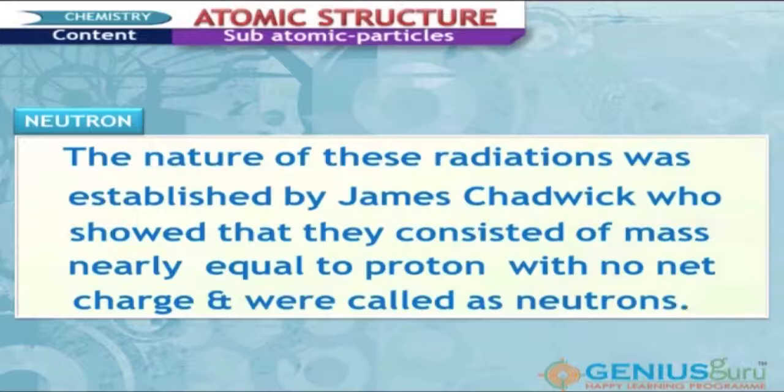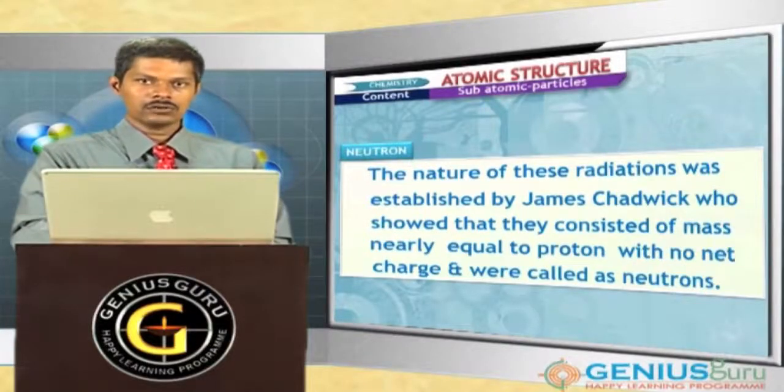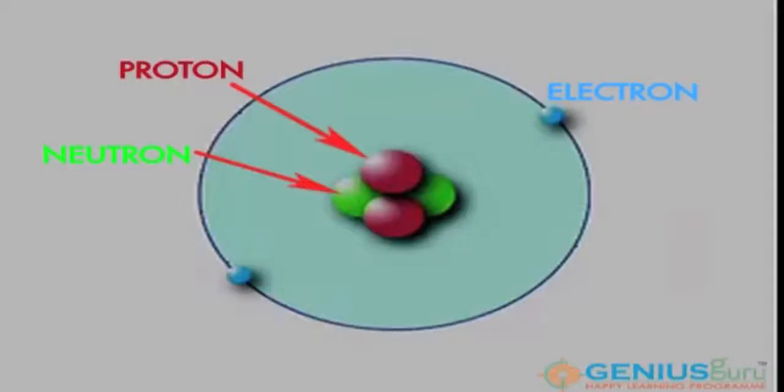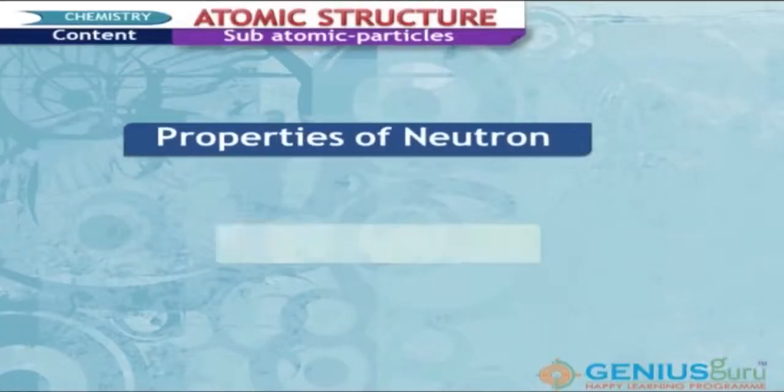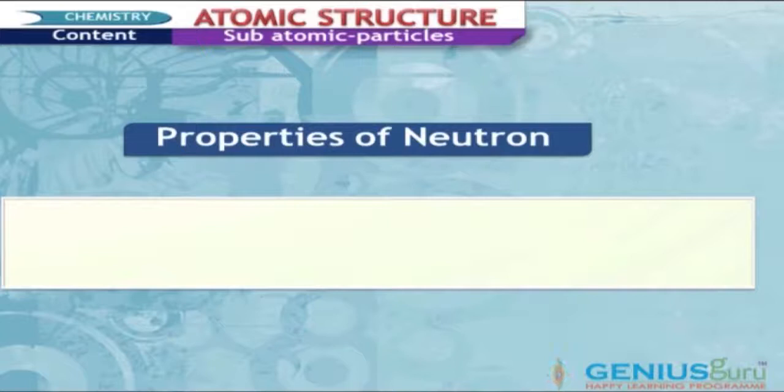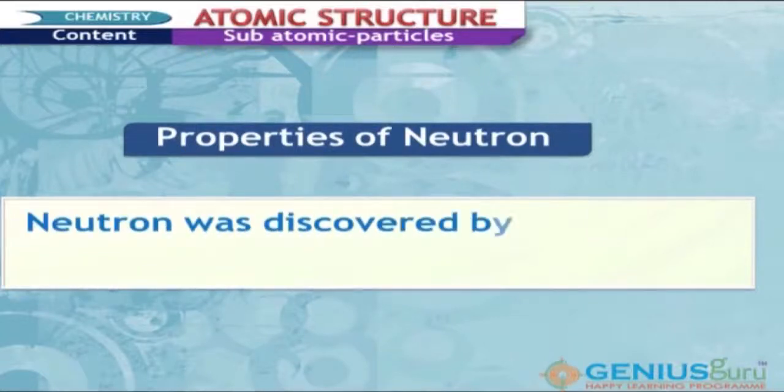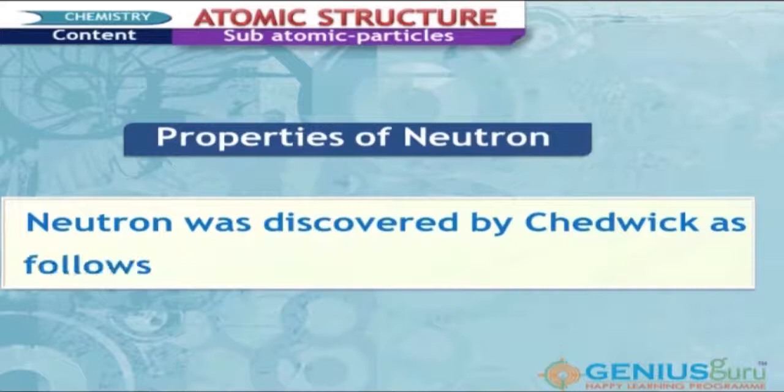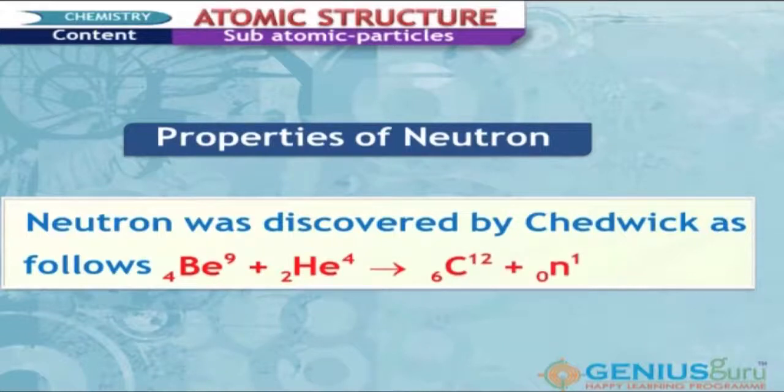So from this experiment, with light elements, these particles originate from the atom itself. That means the atom contains these particles. What are the particles associated with the atom? Electron, proton and neutron. All these particles are associated with the atom. Now let us go to the properties of the neutron. The neutron was discovered by Chadwick using the following equation: 4Be9 + 2He4 gives rise to 6C12 + 0n1.